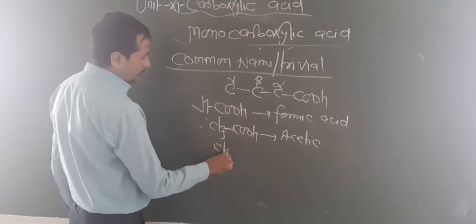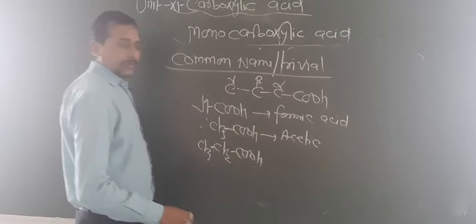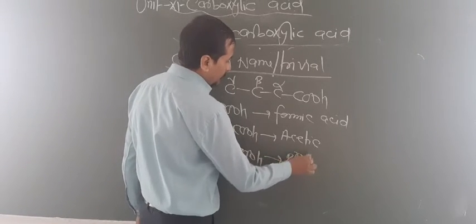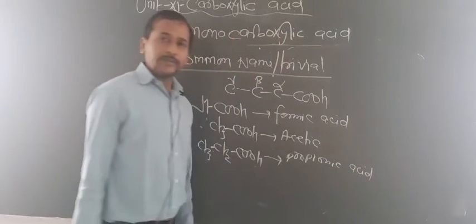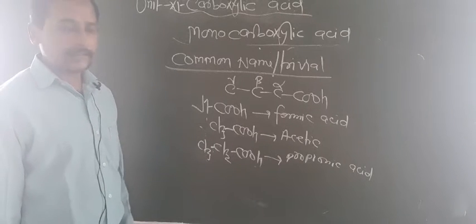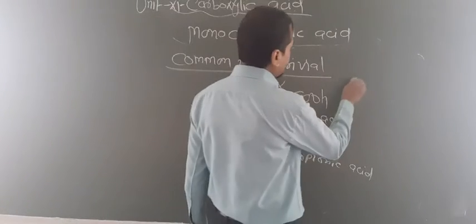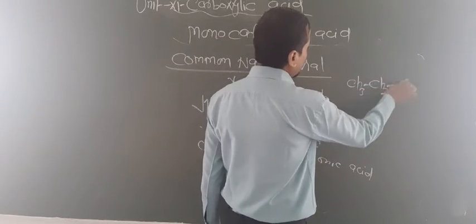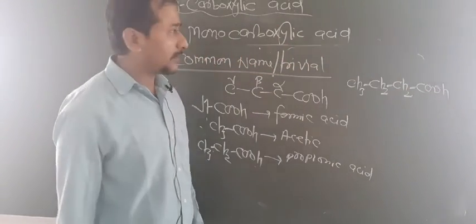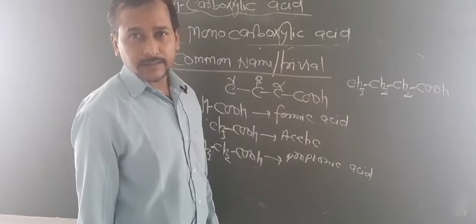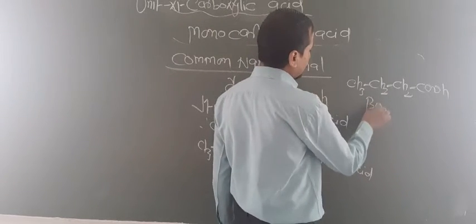Now the 3 carbon acid, CH3CH2COOH, is known as propionic acid. Here prop means first, so this is the first acid which is a fatty acid. That's why this is known as propionic acid. Now the acid containing 4 carbons is known as butyric acid, because this belongs to butter, that is rancid butter. So that's why this is known as butyric acid.